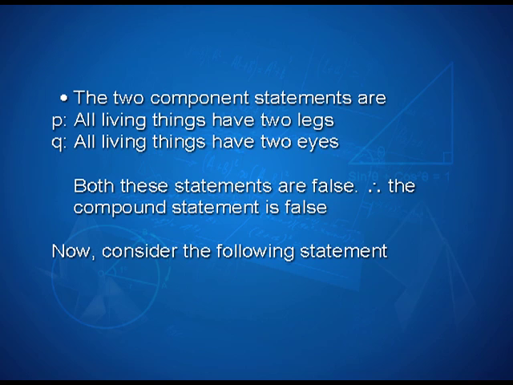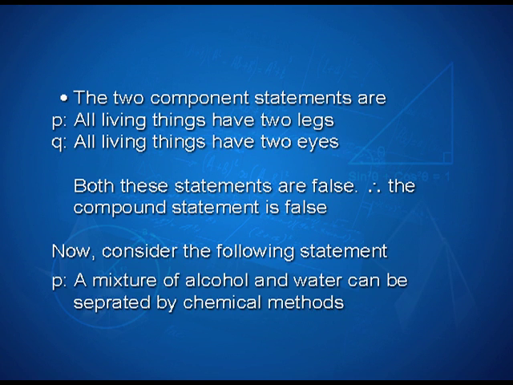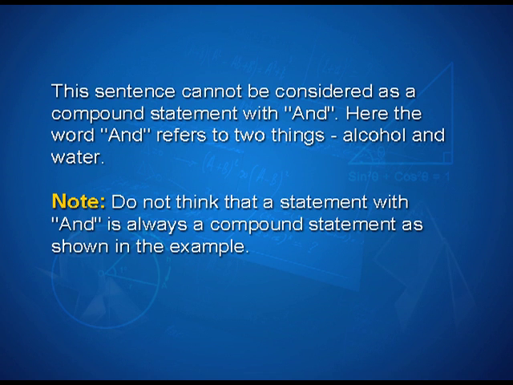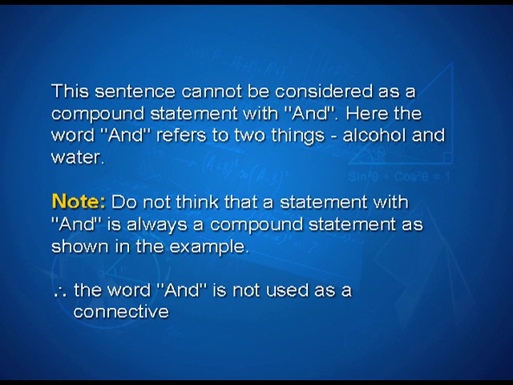Now, consider the following statement. P: A mixture of alcohol and water can be separated by chemical methods. This sentence cannot be considered as a compound statement with and. Here, the word and refers to two things, alcohol and water. Please note, do not think that a statement with and is always a compound statement, as shown in the example. Therefore, the word and is not used as a connective here.